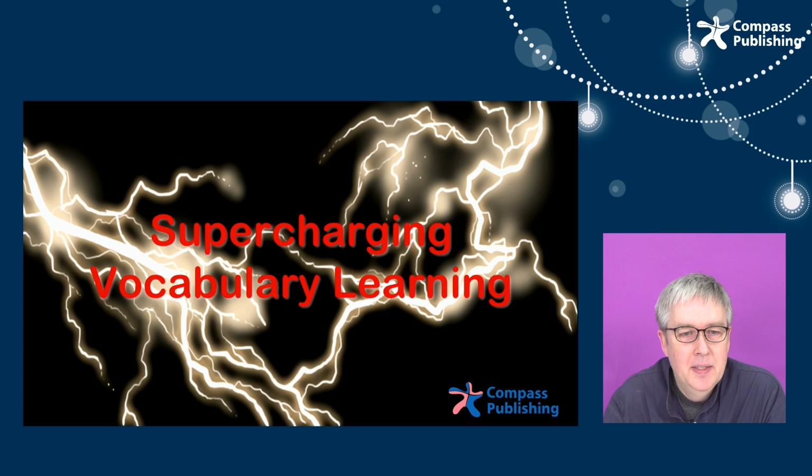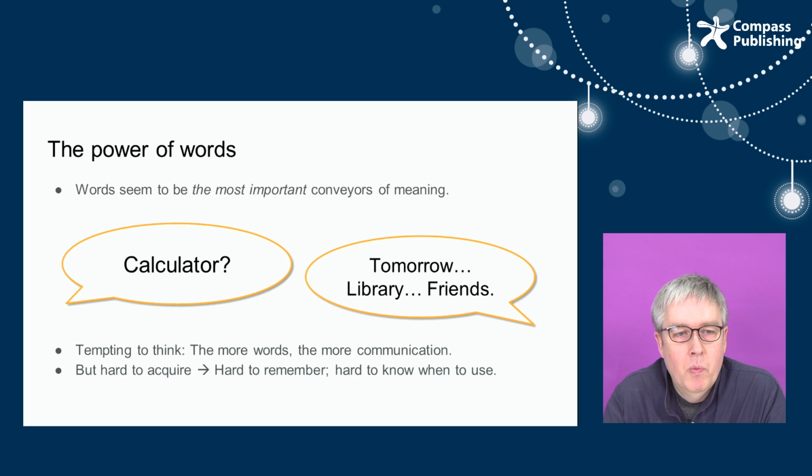If we think about words and vocabulary, they seem to be the most important conveyors of meaning. In language, they seem to be the most important element. For example, if we just present a vocabulary element by itself without any grammar elements, we can express some kind of meaning, like the example "calculator." You can guess what the person means. Maybe they're asking for a calculator or they want to borrow your calculator. There are no grammar elements that you need to help you.